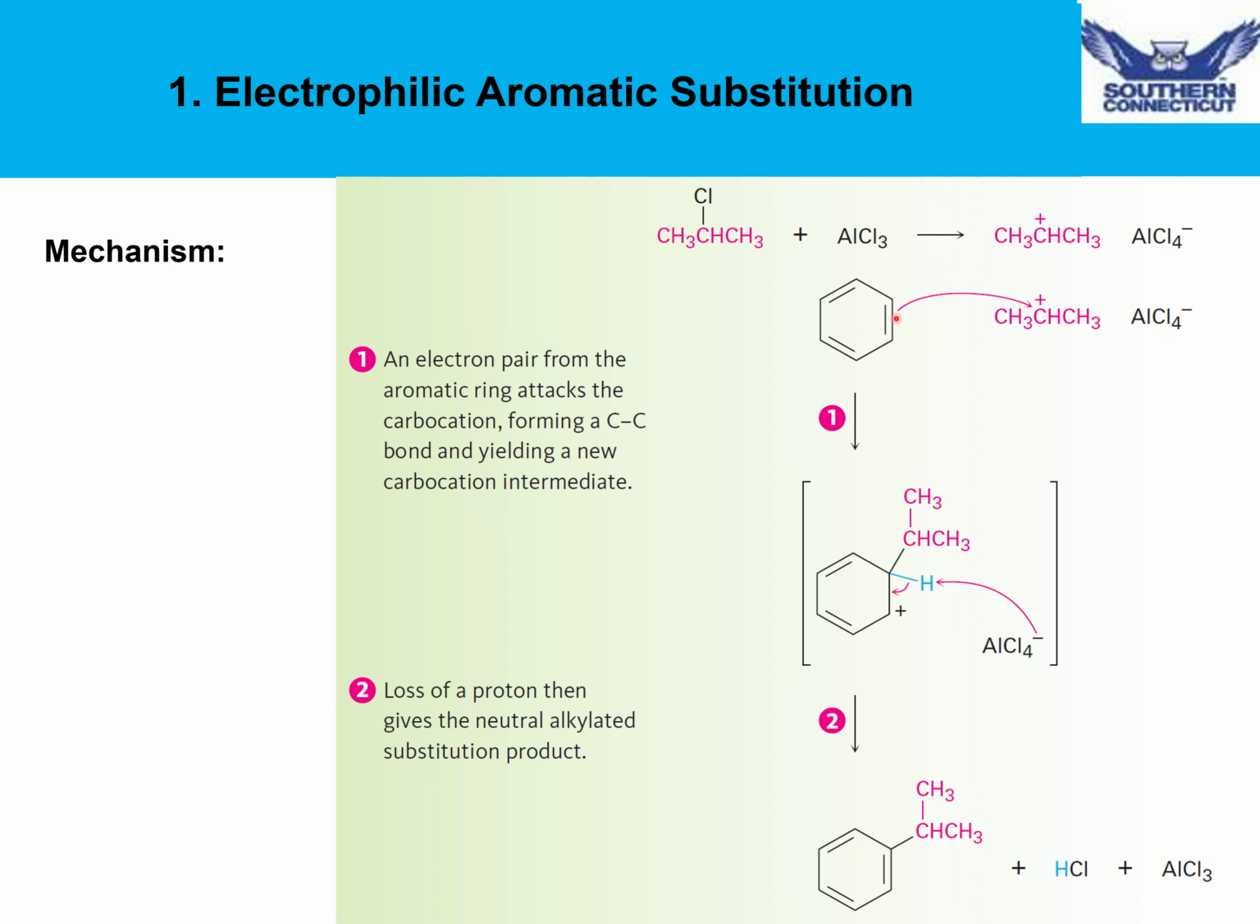The benzene ring or other aromatic ring will attack that carbocation, form the sigma complex, and then a base such as aluminum tetrachloride or Cl- will remove this hydrogen, reform the double bond, giving us the aromatic ring again. The first step will be slow since we're breaking the aromatic ring. The last step will be fast in comparison since we're reforming the aromatic ring.